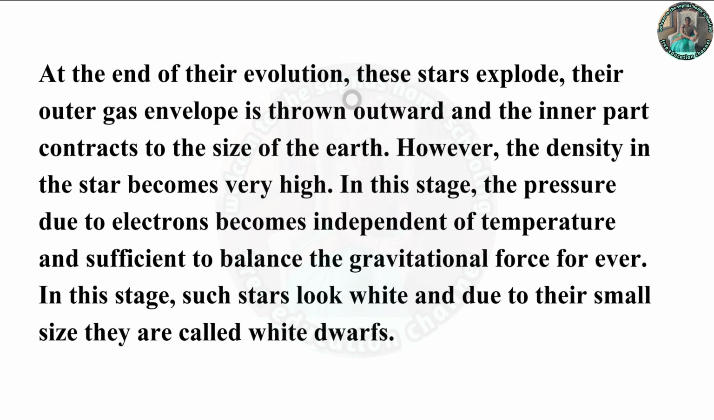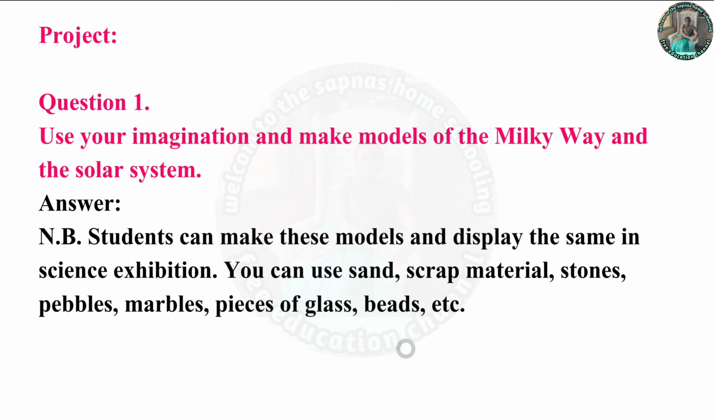At the end of their evolution, these stars explode. Their outer gas envelope is thrown outward and the inner part contracts to the size of the earth. However, the density in the star becomes very high in this stage. The pressure due to electrons becomes independent of temperature and is sufficient to balance the gravitational force forever. In this stage, such stars look white, and due to their small size, they are called white dwarfs.